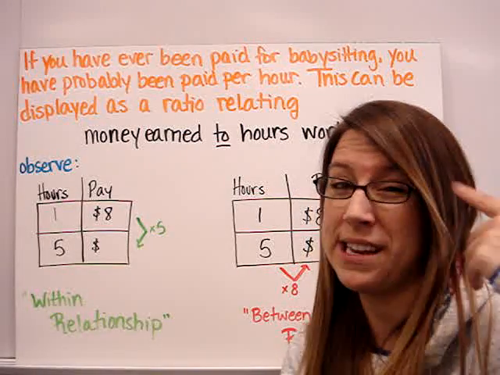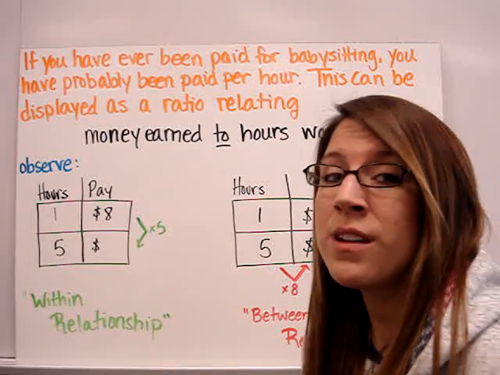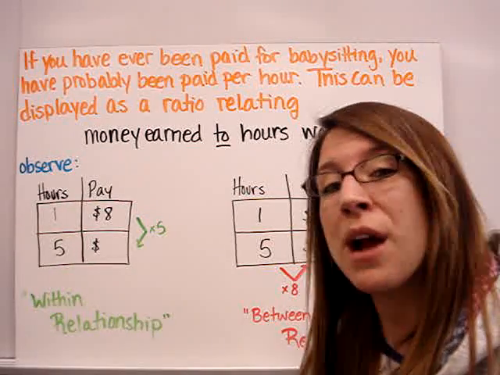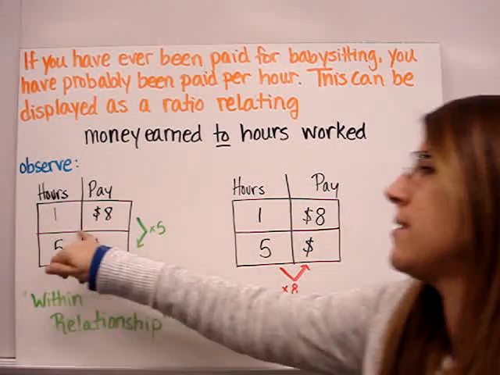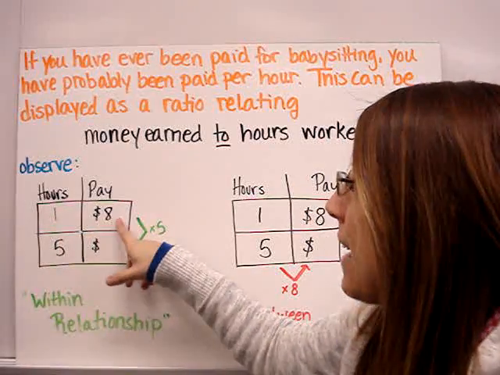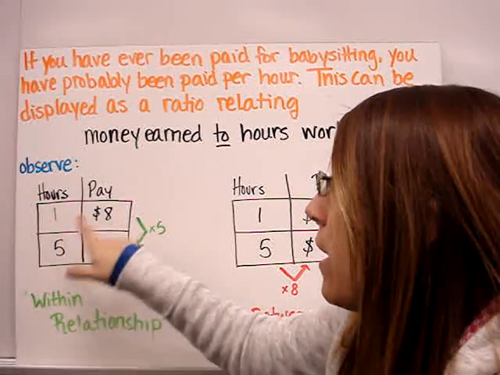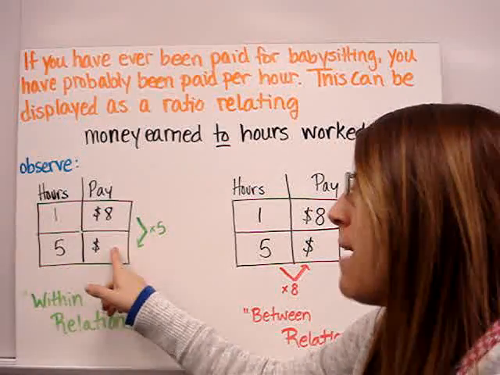You may be doing repeated addition in your head, but it's really a ratio relationship. The number of hours you worked compared to the amount paid per hour is going to give you a total. So here, if you notice, we know that for every 1 hour, we're going to make $8. But what if I babysit for 5 hours? How much am I going to make?